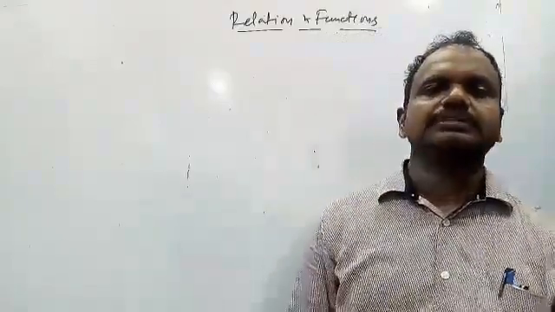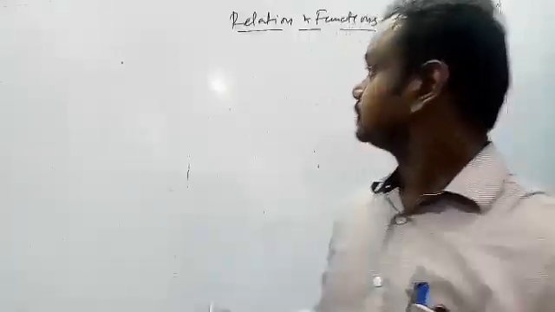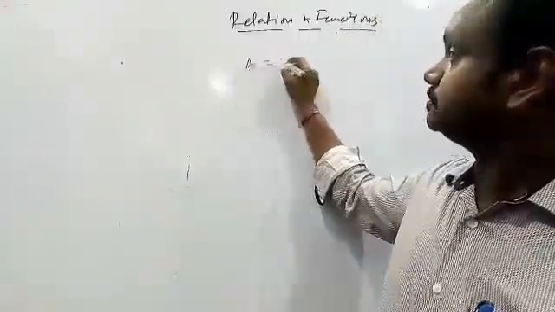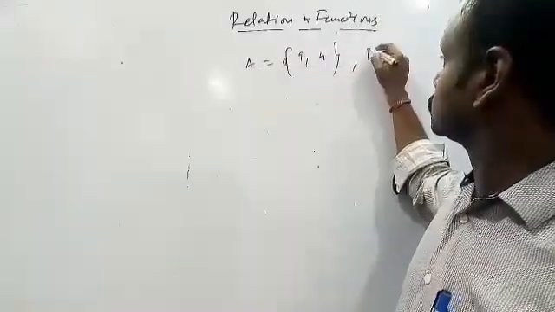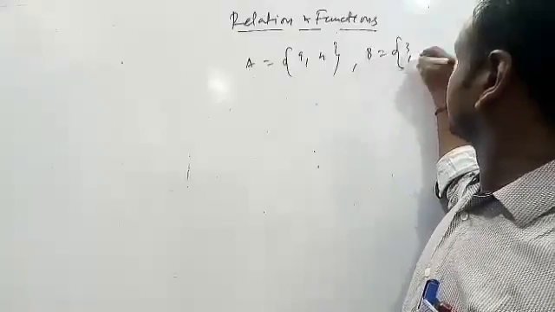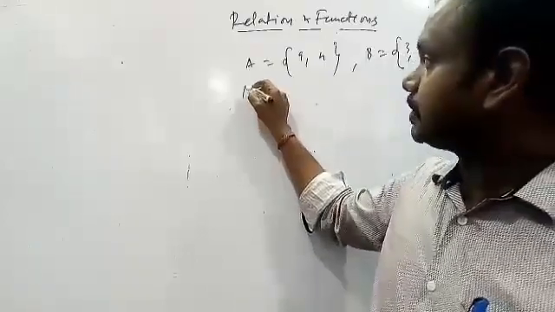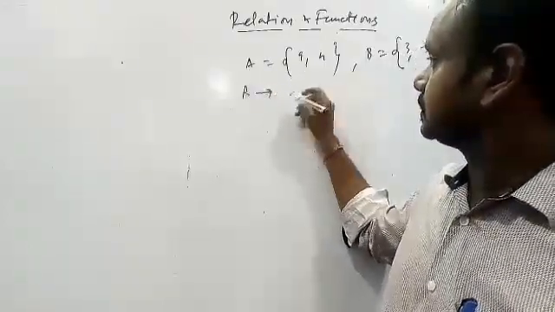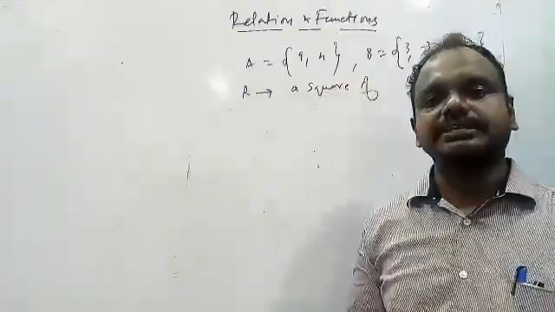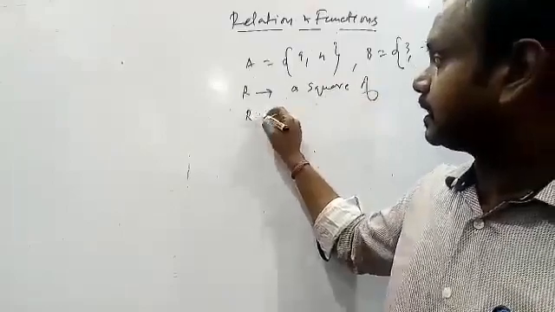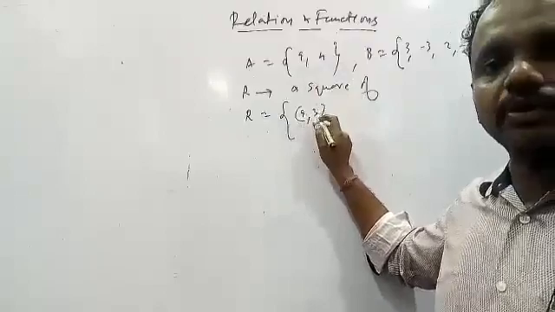A relation is nothing but a subset of A cross B, the Cartesian product. Suppose I am taking the set A equals 9, 4, and another set B equals 3, minus 3, 2, minus 2, and the relation R is defined as "is square of". So how can we write R? R equals 9 comma 3, because 9 is a square of 3.